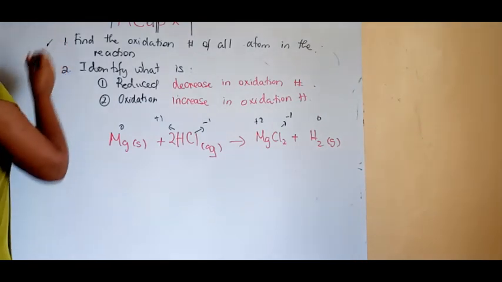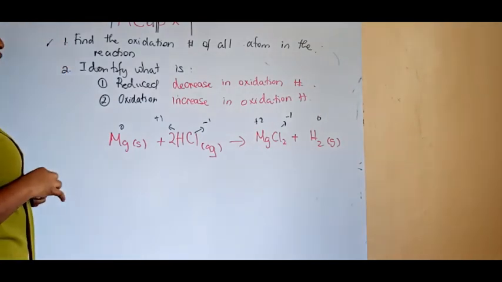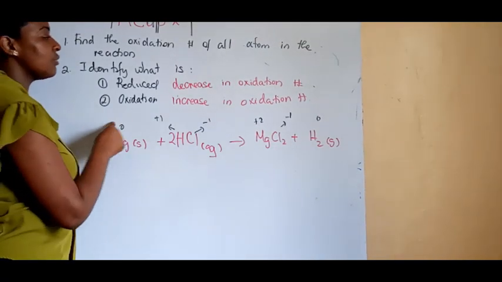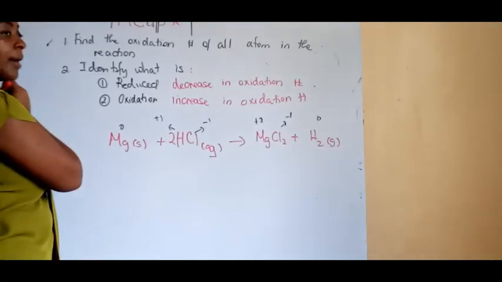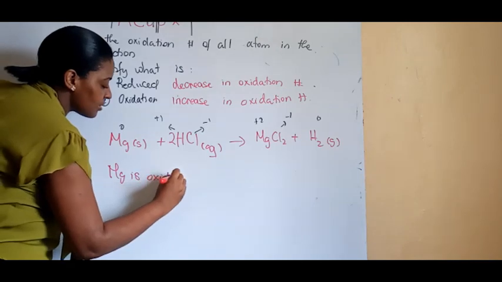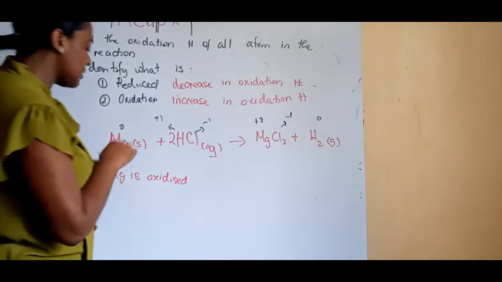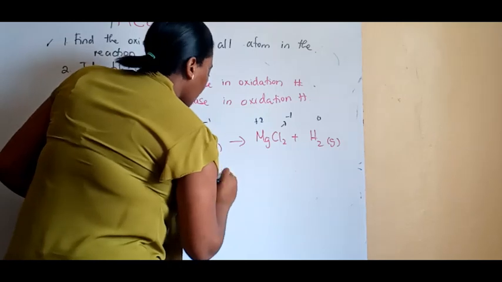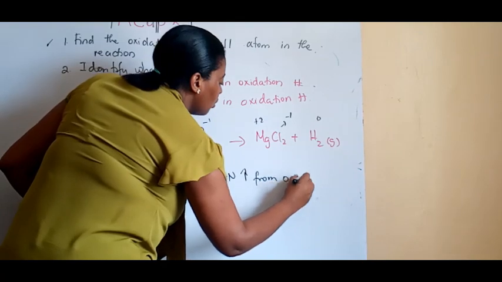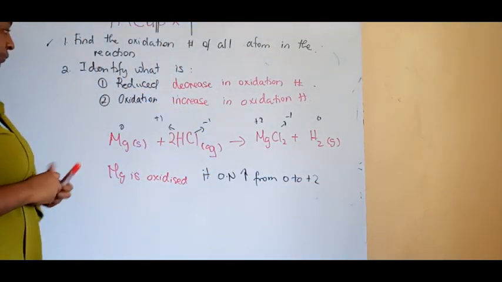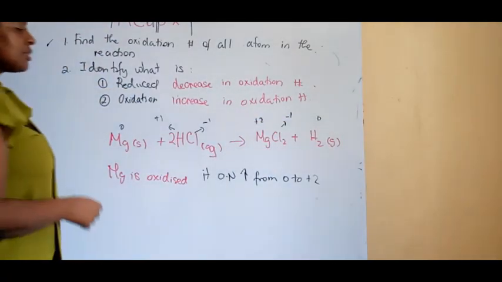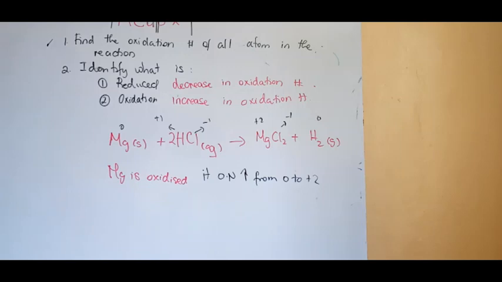So that is fine. The next thing we need to do is to identify what is reduced or oxidized. In this scenario, magnesium moves from 0 to plus 2. So it means that magnesium is oxidized. Why is magnesium oxidized? Its oxidation number increases from 0 to plus 2. Let's go. Hydrogen moves from plus 1 to 0. So it means then that hydrogen is reduced.